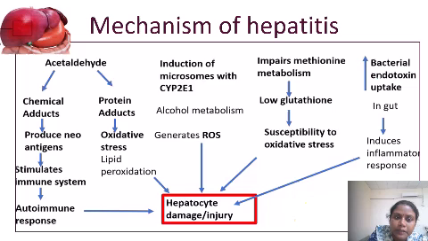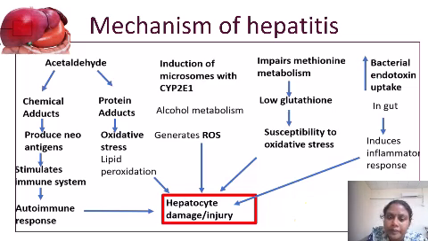This is by different mechanisms. So the main byproduct or the metabolite of alcohol metabolism, acetaldehyde, will result in formation of chemical adducts, which in turn produce neoantigens, and that will induce the immune system. So there is an autoimmune response to the new antigens produced by the acetaldehyde. This will result in hepatocyte injury. The protein adducts formed from acetaldehyde can also induce oxidative stress and lipid peroxidation, which can induce hepatocyte damage.